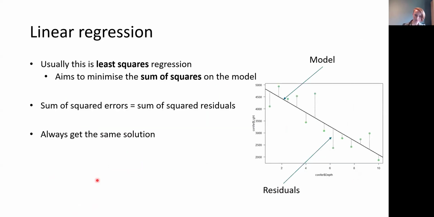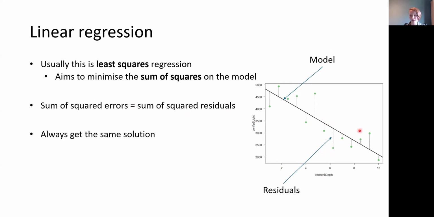Normal linear regression is actually what's termed least squares regression. And this essentially aims to minimize the sum of squares on the model. And the sum of squares is just the sum of our residuals. So as a reminder, the residual is essentially the difference between our actual data point and what the model thinks our data point should be. So for this data point, the residual is here. It's the difference between our point and our model, which is in this case our line.